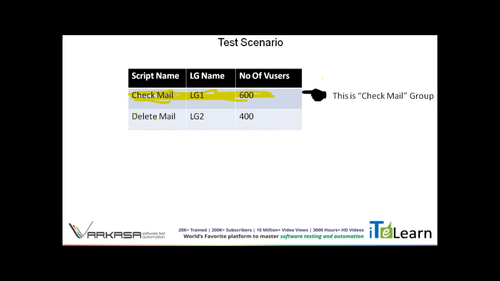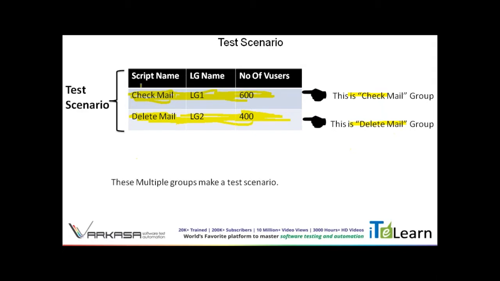Here is the same picture that we have seen earlier, the controller part. We have check mail, which is 600, and delete mail, which is being executed by 400 virtual users. This is what we call a check mail group, and this is what we call a delete mail group. Together we call this a test scenario. This is important. I'm going a little fast here because this is something that I explained in the last class. So these multiple groups make the test scenario.